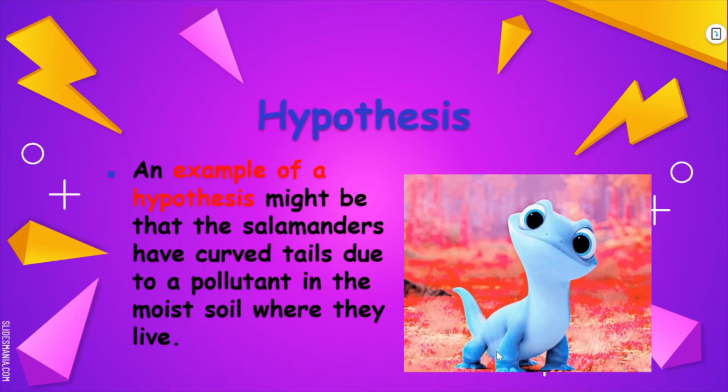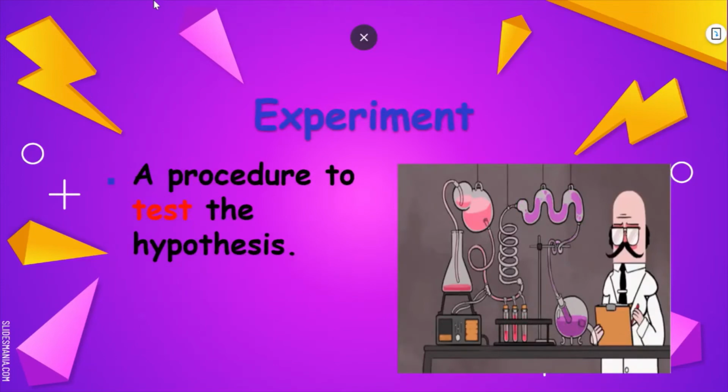And so, you've got to take all this into account, and then based off of that, you make the hypothesis that maybe it's the pollutant in the moist soil that is making their tails curved. Right? And so now that you've made your hypothesis, now you have to do the experiment.